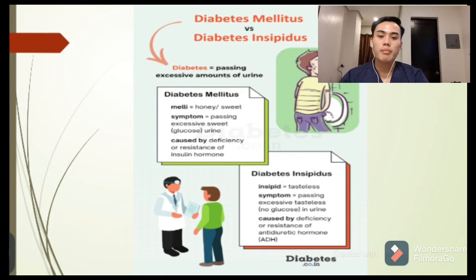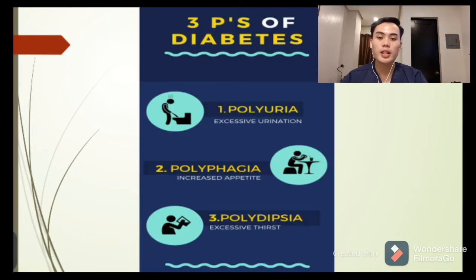First of all, why were they both termed as diabetes kung magkaiba naman sila? That is for one major reason, the symptoms. So we have the three P's of diabetes: polyuria, excessive urination; polyphagia, or excessive hunger that leads to excessive eating; and the last one is polydipsia, or excessive thirst that leads to excessive water intake, of course.